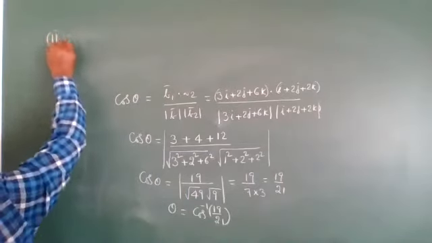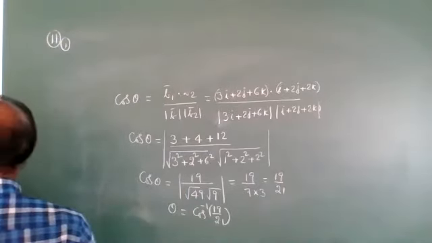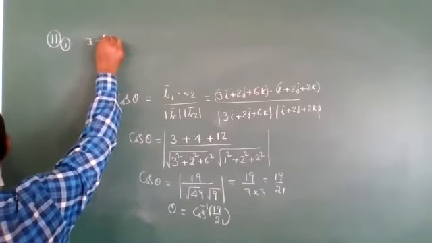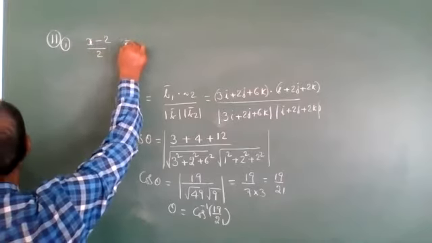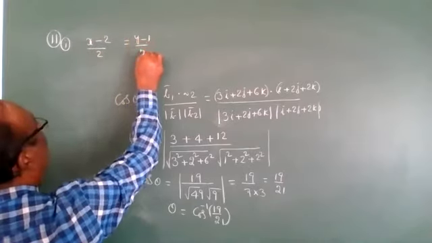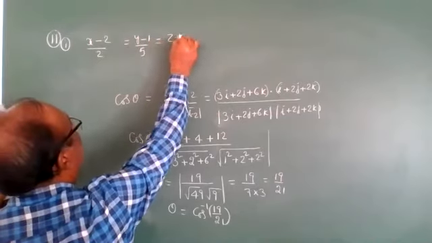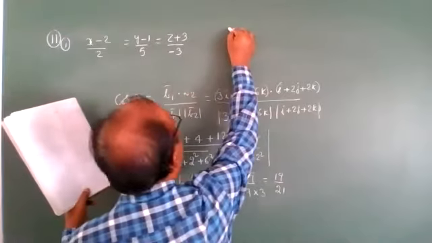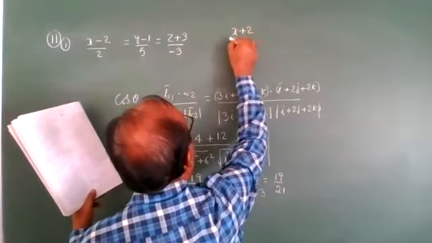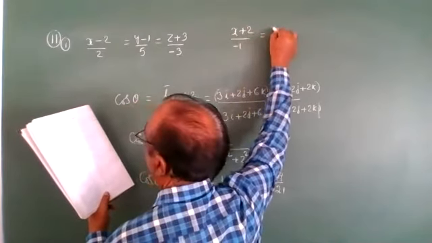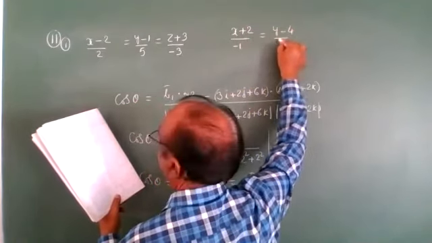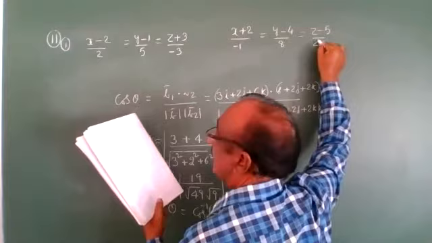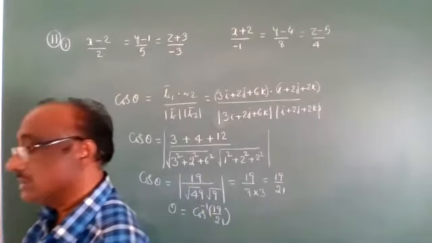The 11th problem, first bit, is also: find the angle between the pair of lines. The first line is (x minus 2) by 2 equals (y minus 1) by 5 equals (z plus 3) by minus 3. The second line is (x plus 2) by minus 1 equals (y minus 4) by 8 equals (z minus 5) by 4. Right, Cartesian equations are given.